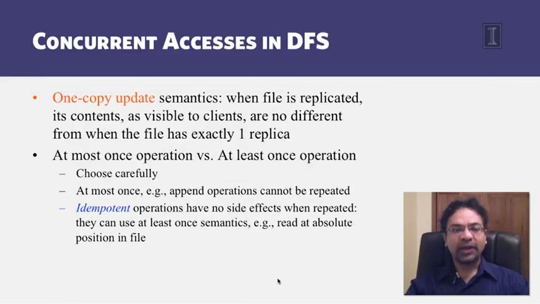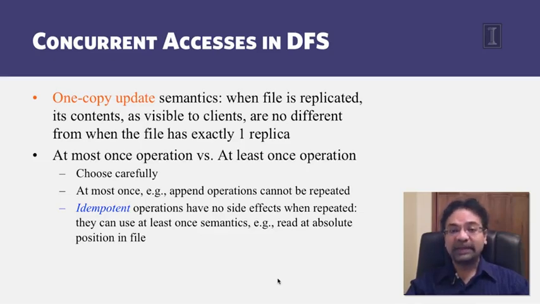So when you have replication or concurrent accesses, once again, there's a couple of semantics that you need to worry about. The first is one copy update semantics. This essentially says that when a file is replicated, its contents as visible to clients are no different from when the file has exactly one replica. Okay, so essentially this is saying that even though the file is replicated, as far as the client operations are concerned, the end result is the same as if the file had exactly one copy and was not replicated at all.